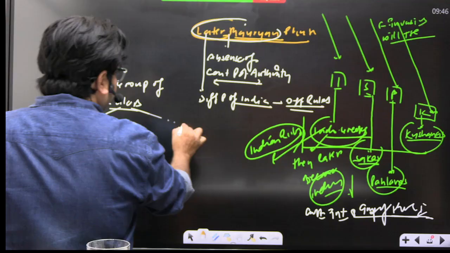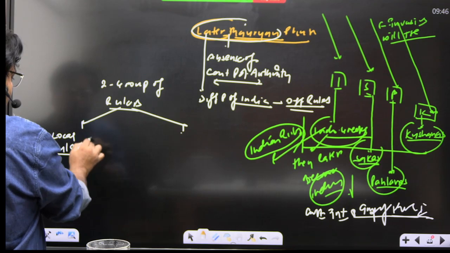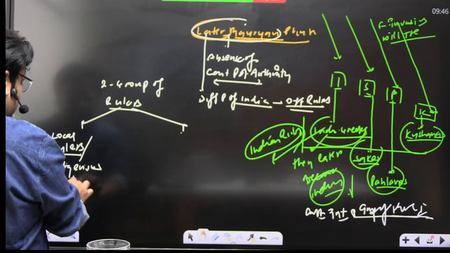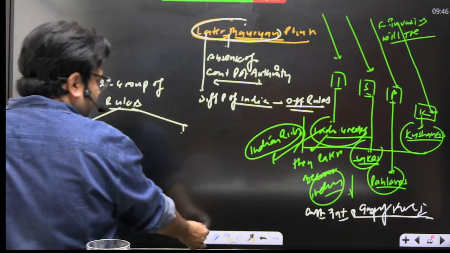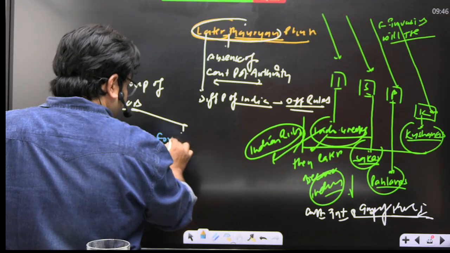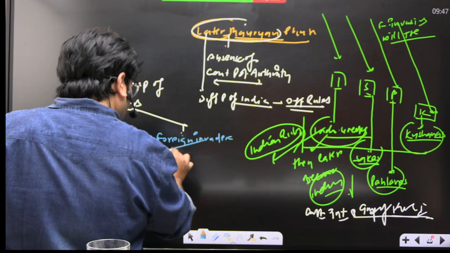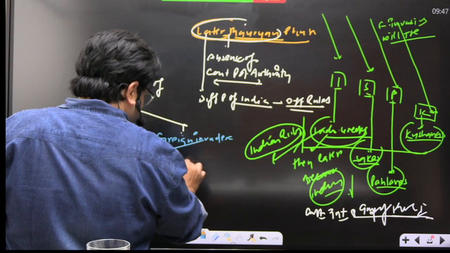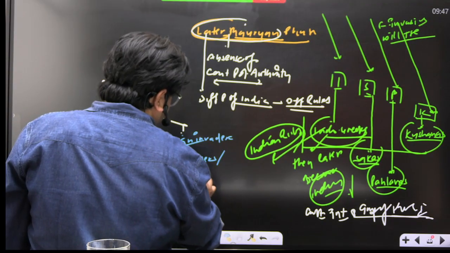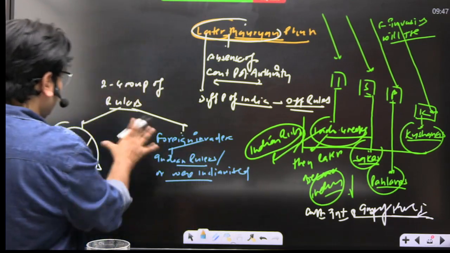One group or one category is called local rulers, or indigenous rulers. And the second group or the second category is called foreign invaders who later became Indian rulers, or were Indianized. So there are two groups of rulers.